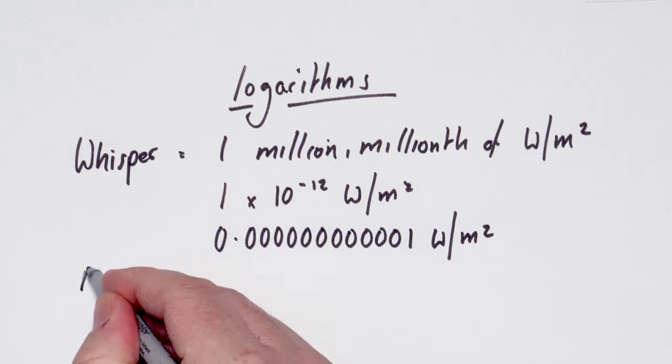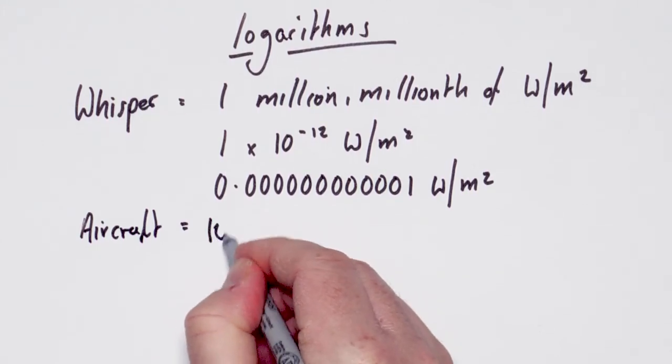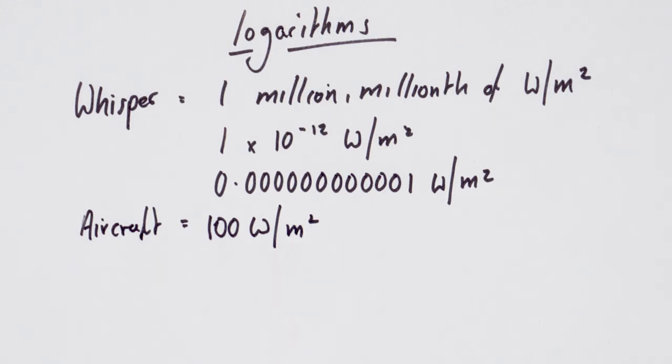Compare that to an aircraft. An aircraft will be making around 100 watts per meter squared. This is a huge range and it makes no sense to use regularly. You can't say, how loud is something? Well, it was 0.000 watts per meter squared. How much louder did it get? Well, to 48. Those numbers no longer make sense. And if you add to this that the human response to sound is non-linear, you need to use logarithms to compress that range into a sensible number. Here's how you do it.